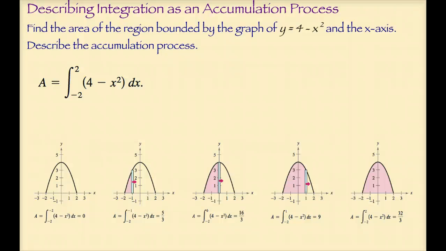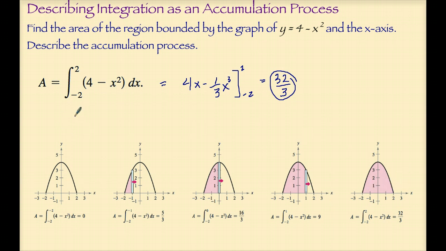Find the area of the region bounded by the graph of y equals 4 minus x squared and the x-axis. Along the way, we'll describe the accumulation process. We have the integral from negative 2 to 2 of 4 minus x squared dx, and as we know, that will calculate the area between this curve and the x-axis from negative 2 to 2. So let's find that integral. We're going to have 4x minus 1/3 x cubed from negative 2 to 2. And if we plug in these endpoints of integration, we'll see that the result is 32 over 3. That is the entire area underneath that curve from negative 2 to 2.